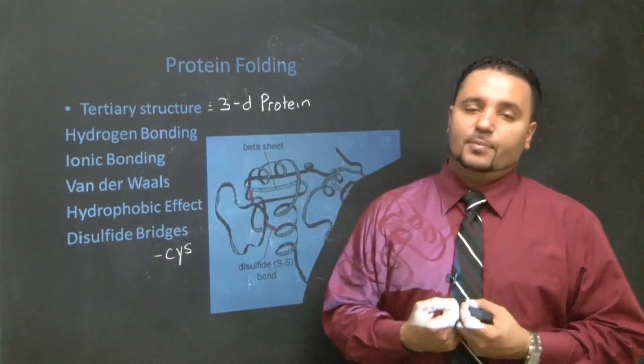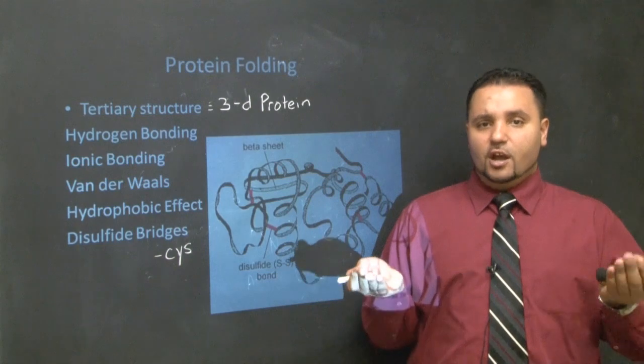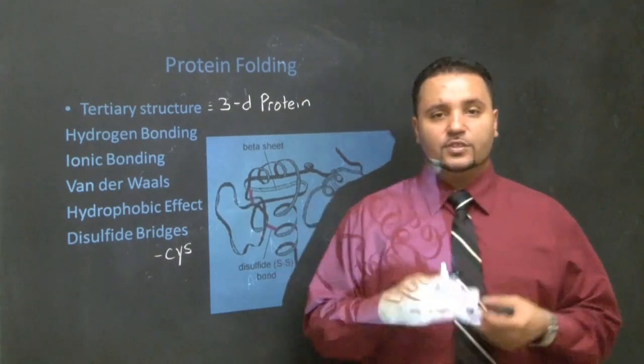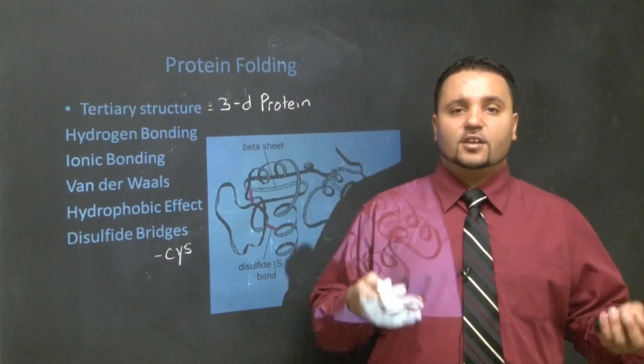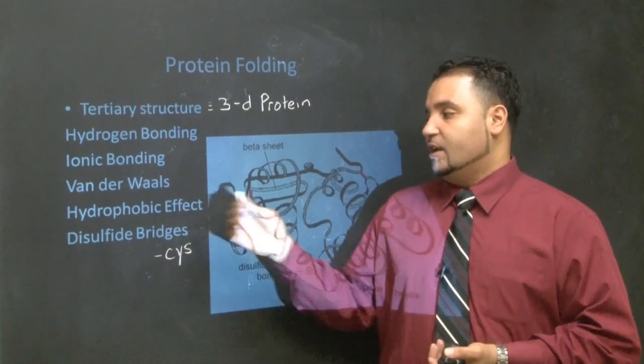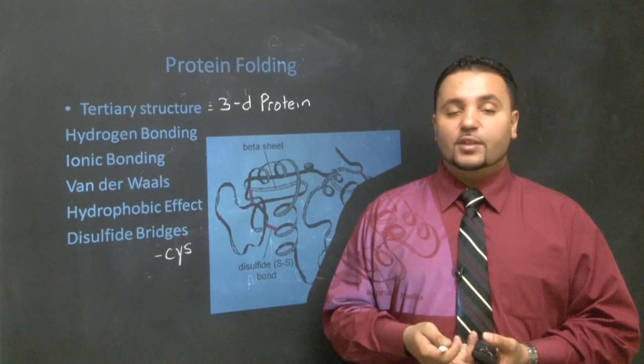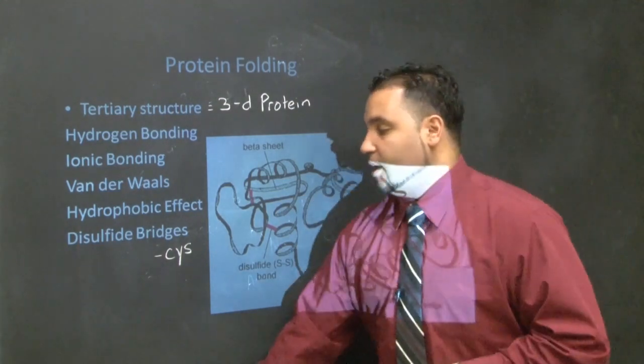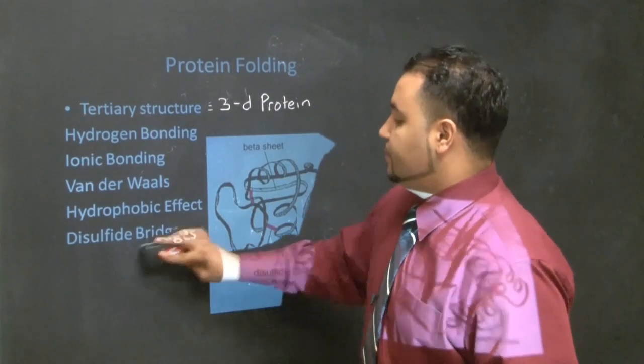Ionic bonding is happening because we have electrically charged amino acids that might click together like magnets. We have van der Waals forces. Nonpolar amino acids tend to come together because of van der Waals forces. Then we have the hydrophobic effect. Same thing, all the nonpolar molecules want to hide inside, the polar ones want to come outside. And so this looks really nice.